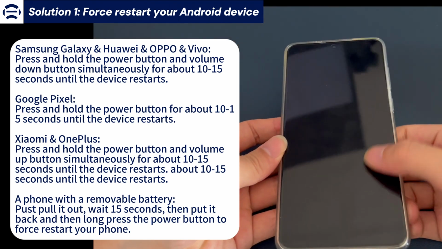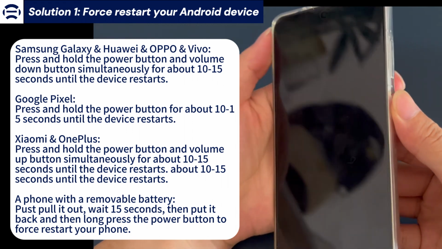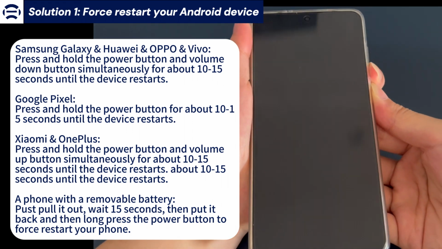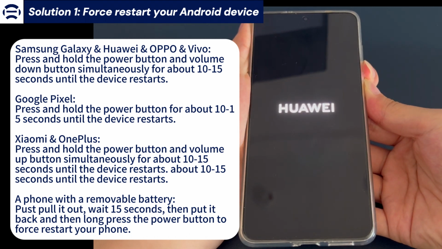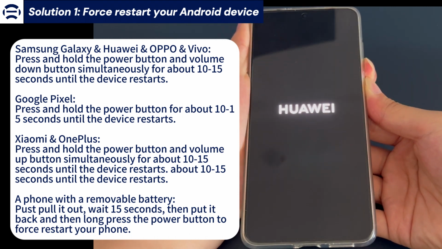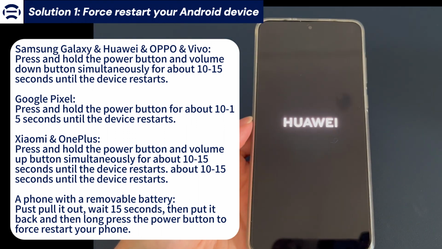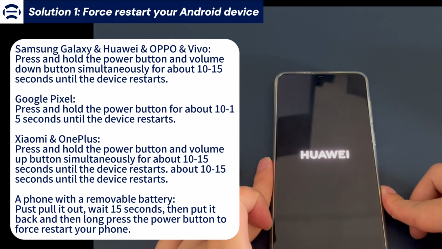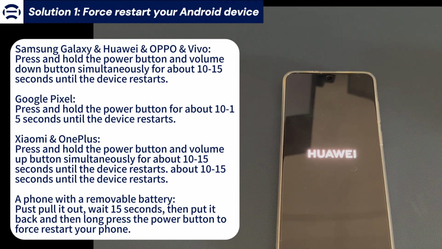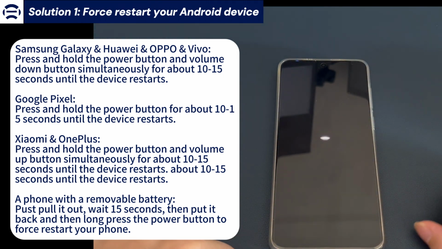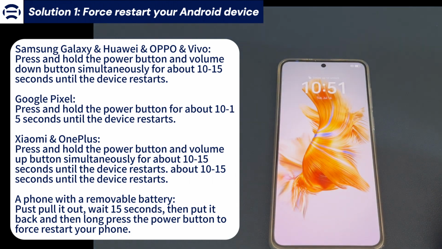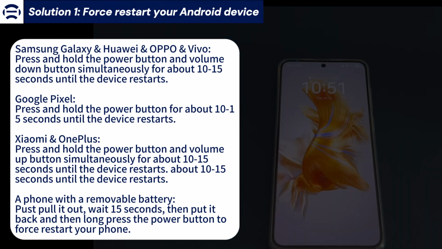In a Samsung Galaxy, Oppo or Vivo phone, press and hold the power button and volume down button simultaneously for about 10 to 15 seconds until the device boots up. In a Google Pixel smartphone, press and hold the power button for about 10 to 15 seconds until the device boots up. If you're using a Huawei, OnePlus or Xiaomi device, press and hold the power button and volume up button simultaneously for about 10 to 15 seconds until the device boots up. After doing a forced reboot to refresh the system, follow the on-screen steps to attempt to enter bootloader mode on your Android phone again.